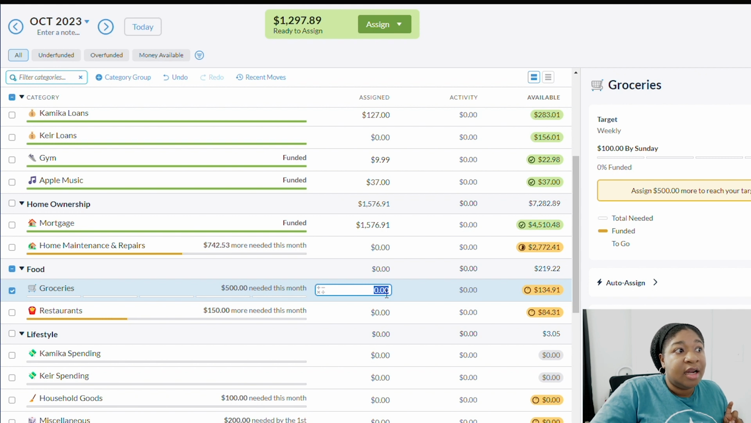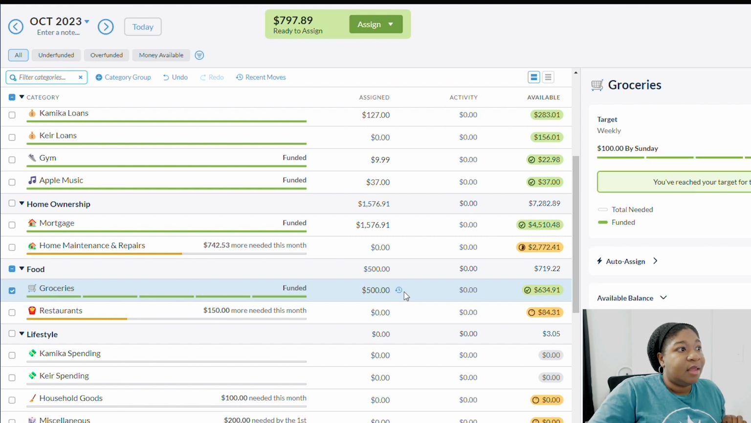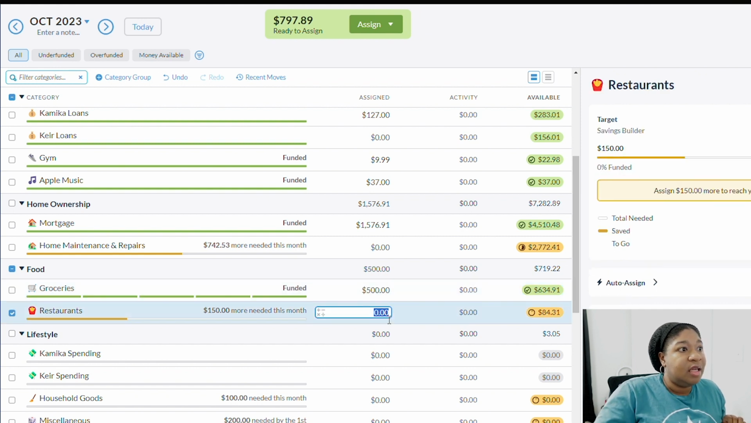Groceries, apparently there are 5 Sundays this month because it says we need $500. So let's do that. Okay, and then we need $150 for restaurants.